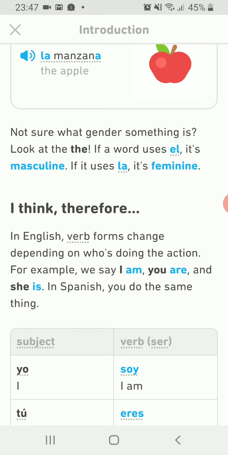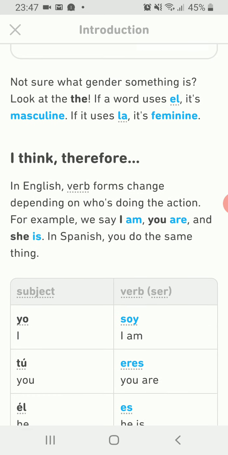Not sure what gender something is? Look at the article. If a word uses el, it's masculine. If it uses la, it's feminine.